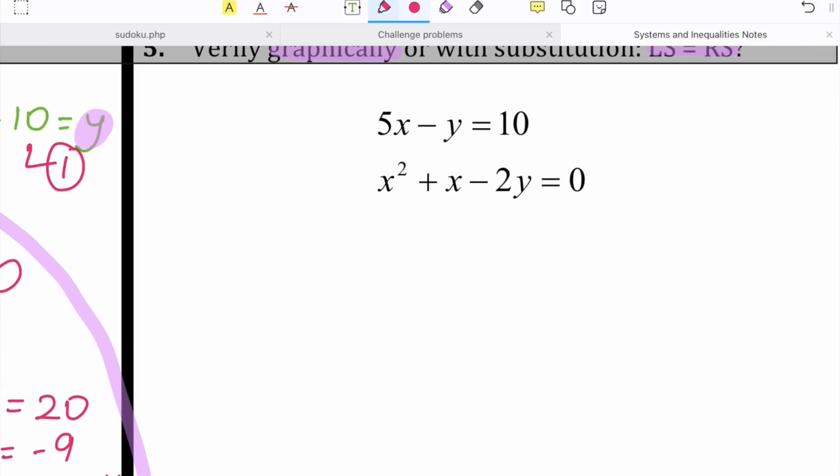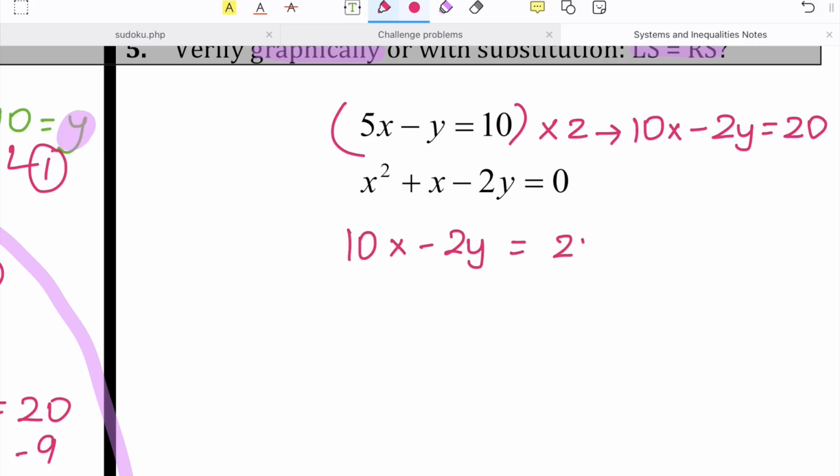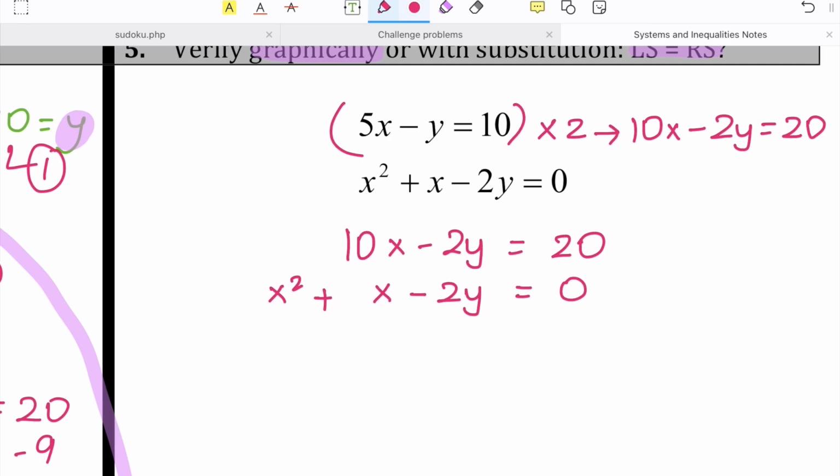So to eliminate y, I'll have to multiply this equation by 2. So I get 10x minus 2y is equal to 20. So write that down, 10x minus 2y is equal to 20. Line up your like variables. So x squared plus x minus 2y is equal to 0. Will I add these two equations or will I subtract them? Subtract. So negative sign switches, negative, negative, positive.